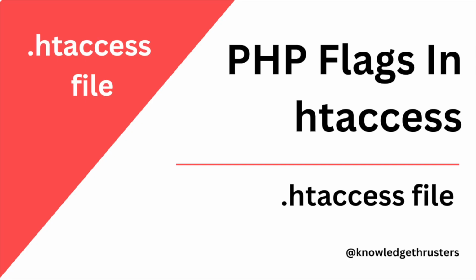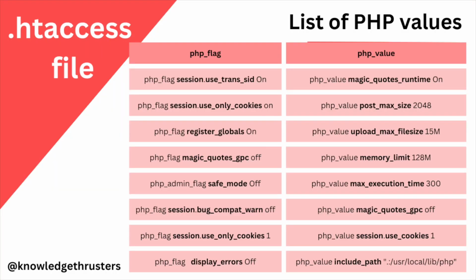Now let's see which PHP flags we can use in the htaccess file. Here I have provided a list. You can see php_flag and php_value also. The syntax will be php_flag first, and then you can write the setting, like session or transaction ID, which will differ. We have used display_errors. Whichever I have marked in bold, let's say session.use_only_cookies, register_globals, magic_quotes_gpc, you can use all those PHP flags according to your needs.